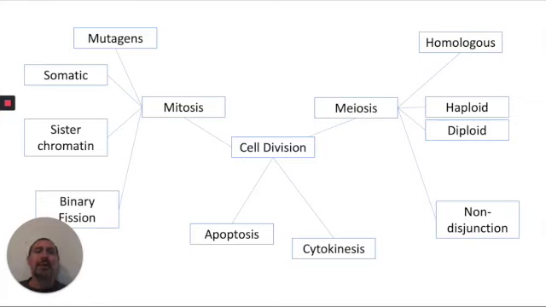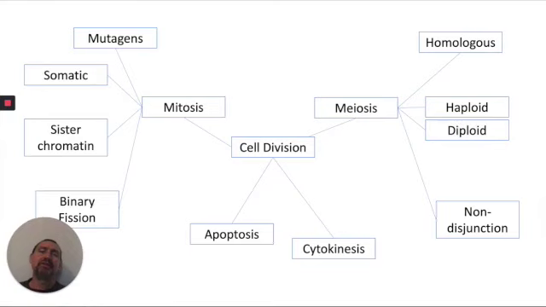Haploid means half. So I'm on the meiosis side here, and haploid means half the total number of chromosomes. So we normally have 46 chromosomes, half would be 23. That's the diploid number, 46, the double number. Homologous just means those chromosomes are the same. They're the same size, same shape, they have the same genetic material.